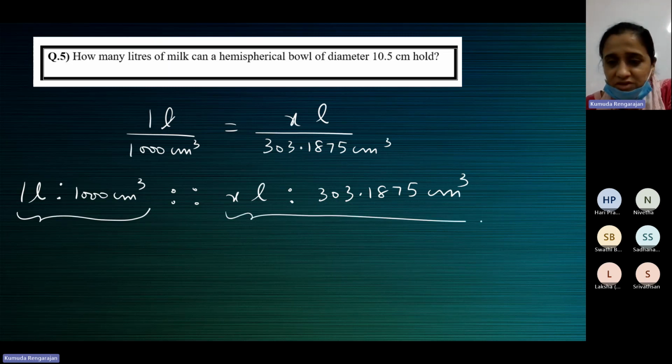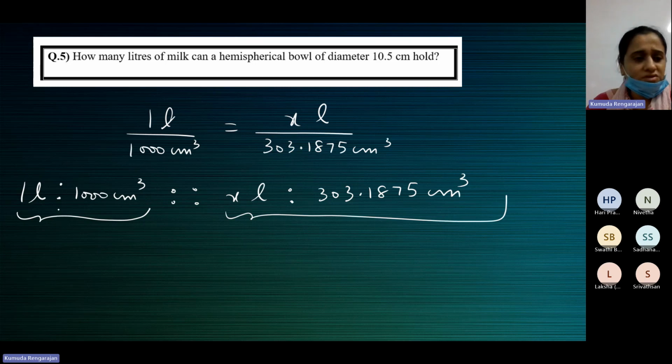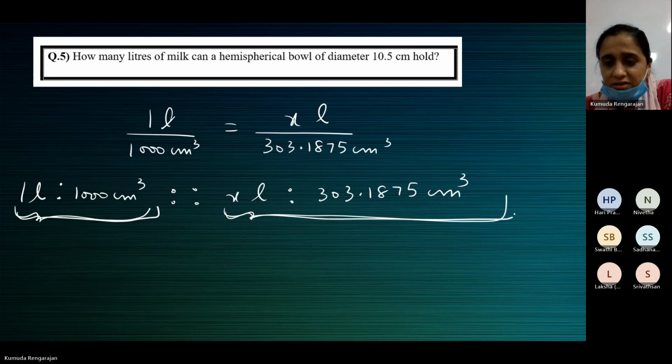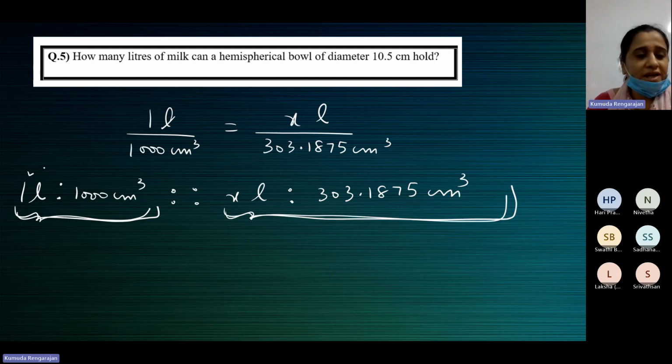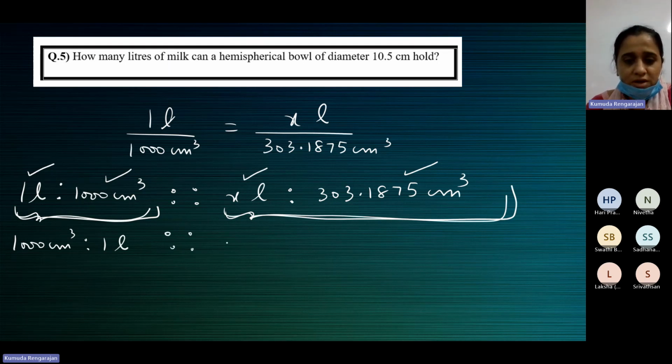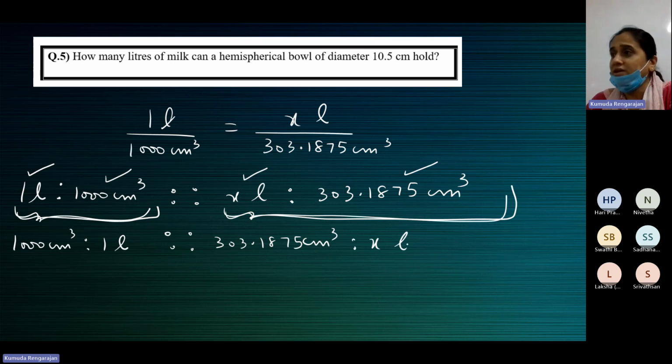This is the general relation. This is our specific situation. This is the general relation: 1 liter is 1000 centimeter cube. This is our question. So here I've written liter first and then centimeter cube. Here also I should write liter first and then centimeter cube. Or if I write 1000 centimeter cube is to 1 liter, then I should write as 303.1875 centimeter cube is to x liters. X liters because we have to find how many liters.